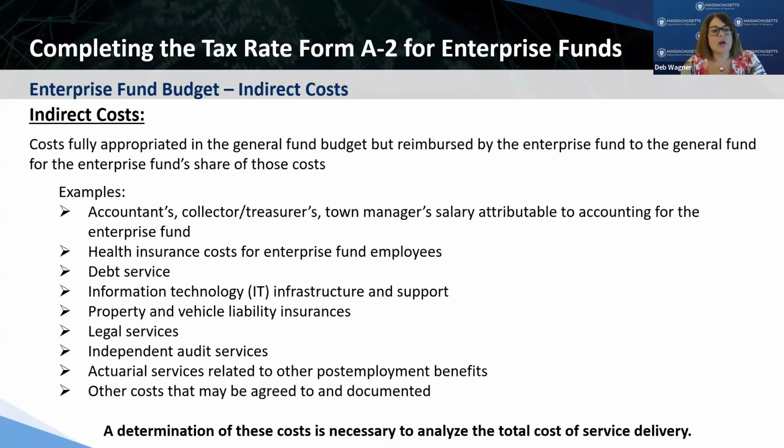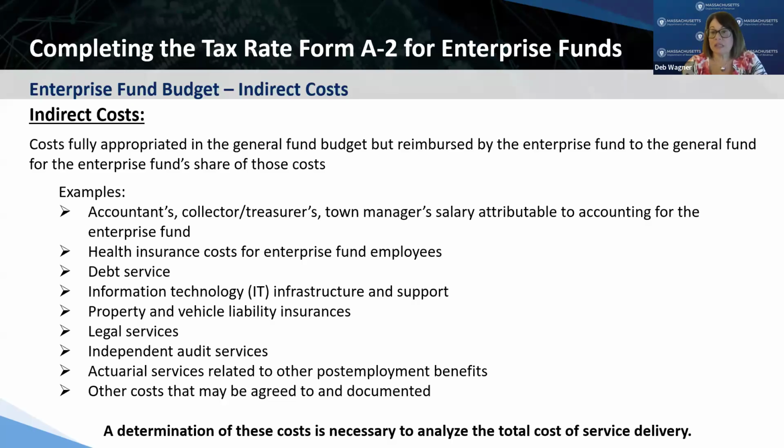So indirect costs are costs that are fully appropriated in the general fund budget. The whole appropriation is in the general fund budget, but they get reimbursed by the enterprise fund to the general fund for the enterprise fund's share of those costs. And some examples might be the accountant or collector treasurer's or town manager's salary attributed to accounting for or doing any other work related to the enterprise fund.